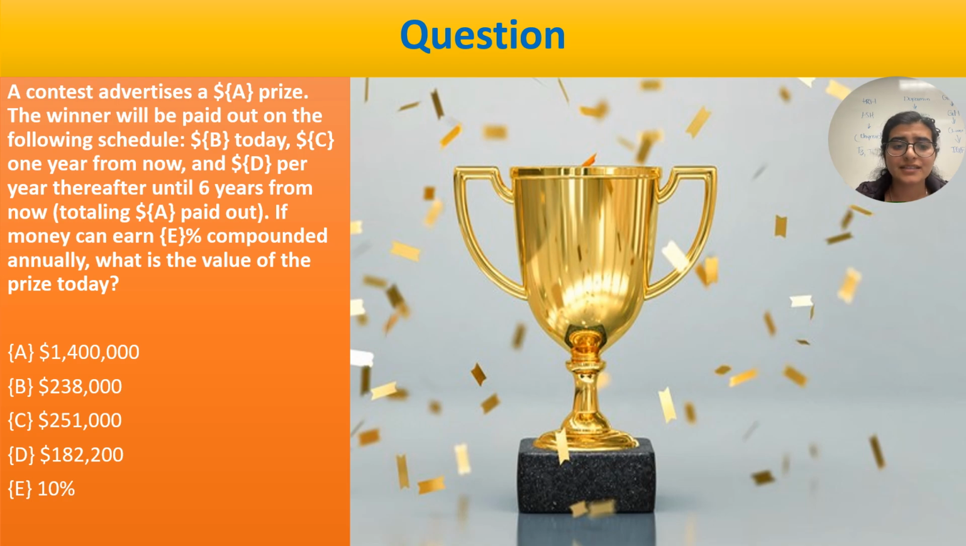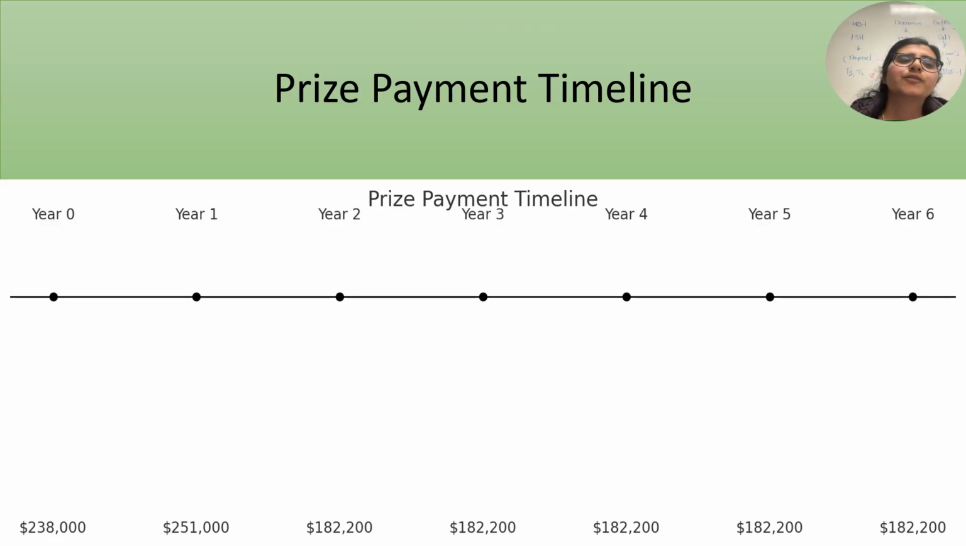Back to the presentation. Using a 10% annual interest rate, the goal is to find the equivalent lump sum value of the entire prize today. So overall we have to find the present value of these payments with the given information. Now I'm going to discuss the timeline.